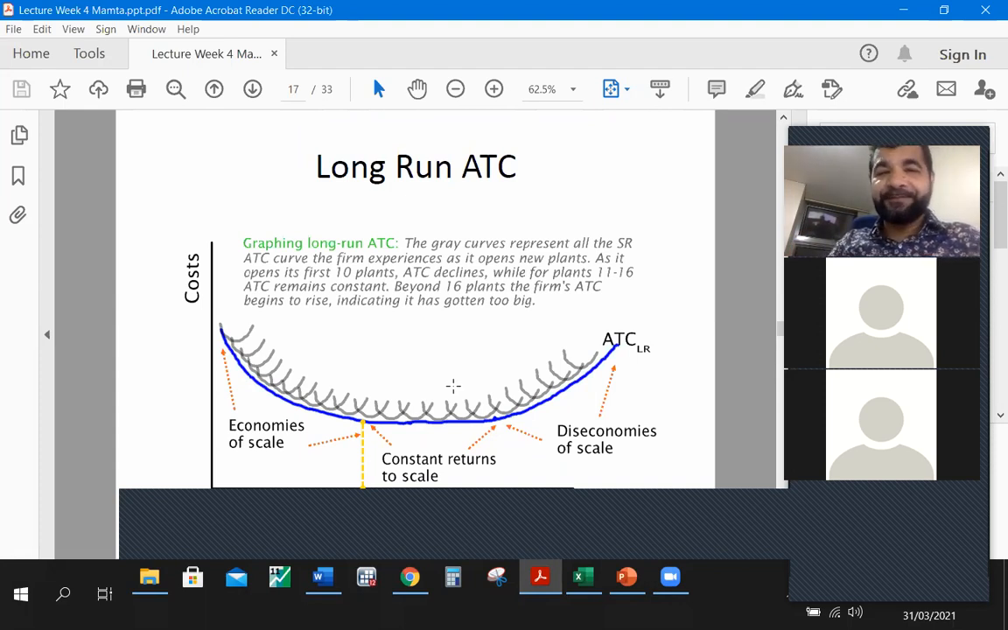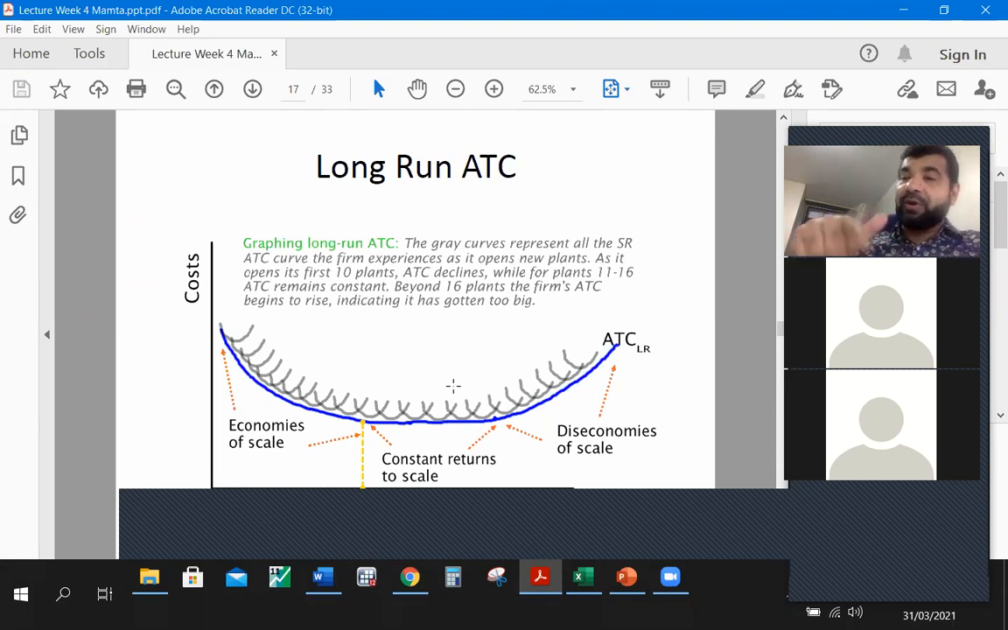Constant return to scale means that your input and output remain the same. Percentage change in input and percentage change in output remain the same, constant. But when you say decreasing return to scale, it means your input is high but output is less, which means diseconomies of scale. Diseconomies means economically you are in a bad position, opposite to economies of scale. Because of large production, per unit cost is increasing.